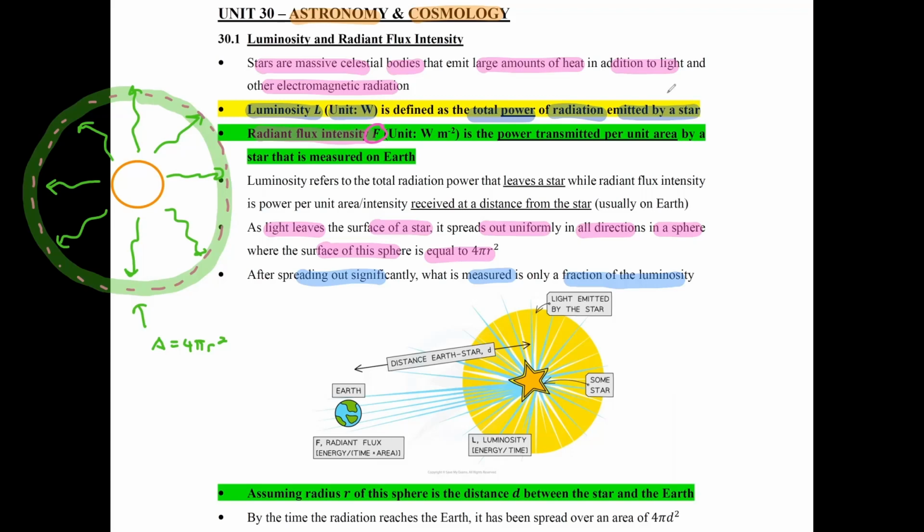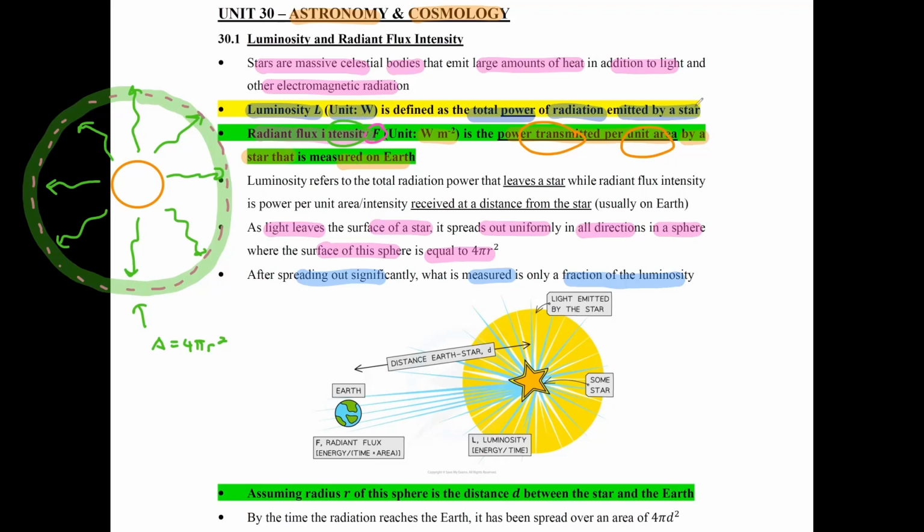So radiant flux intensity here is actually defined as the power transmitted per unit area by a star that is measured on the Earth. Now, since radiant flux intensity is the power transmitted per unit area, this would mean that the unit of radiant flux intensity is actually going to be watts per meter squared, following the units of intensity that you've learned in waves as well as quantum physics. Radiant flux intensity is actually intensity itself, just that it's been given a different name for this chapter.